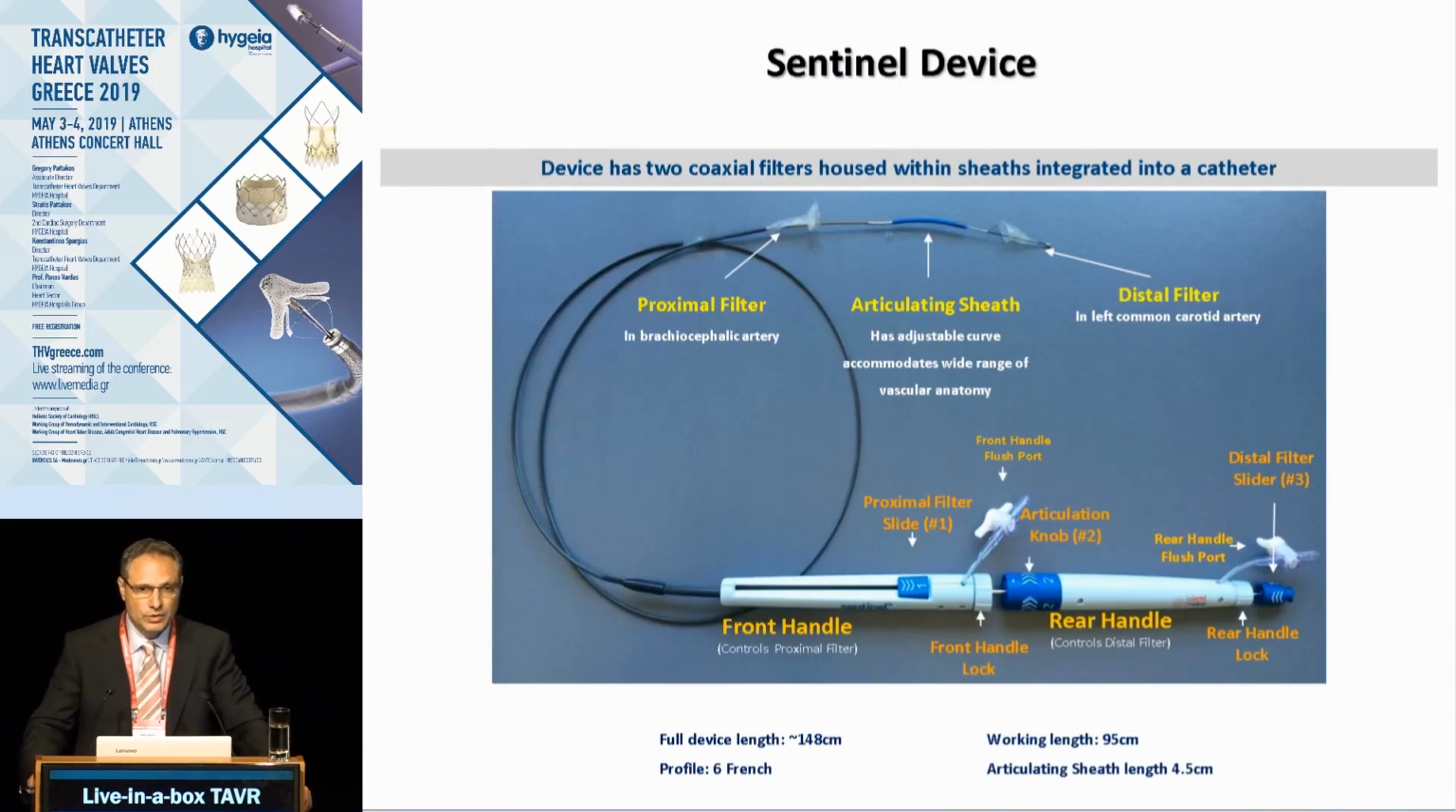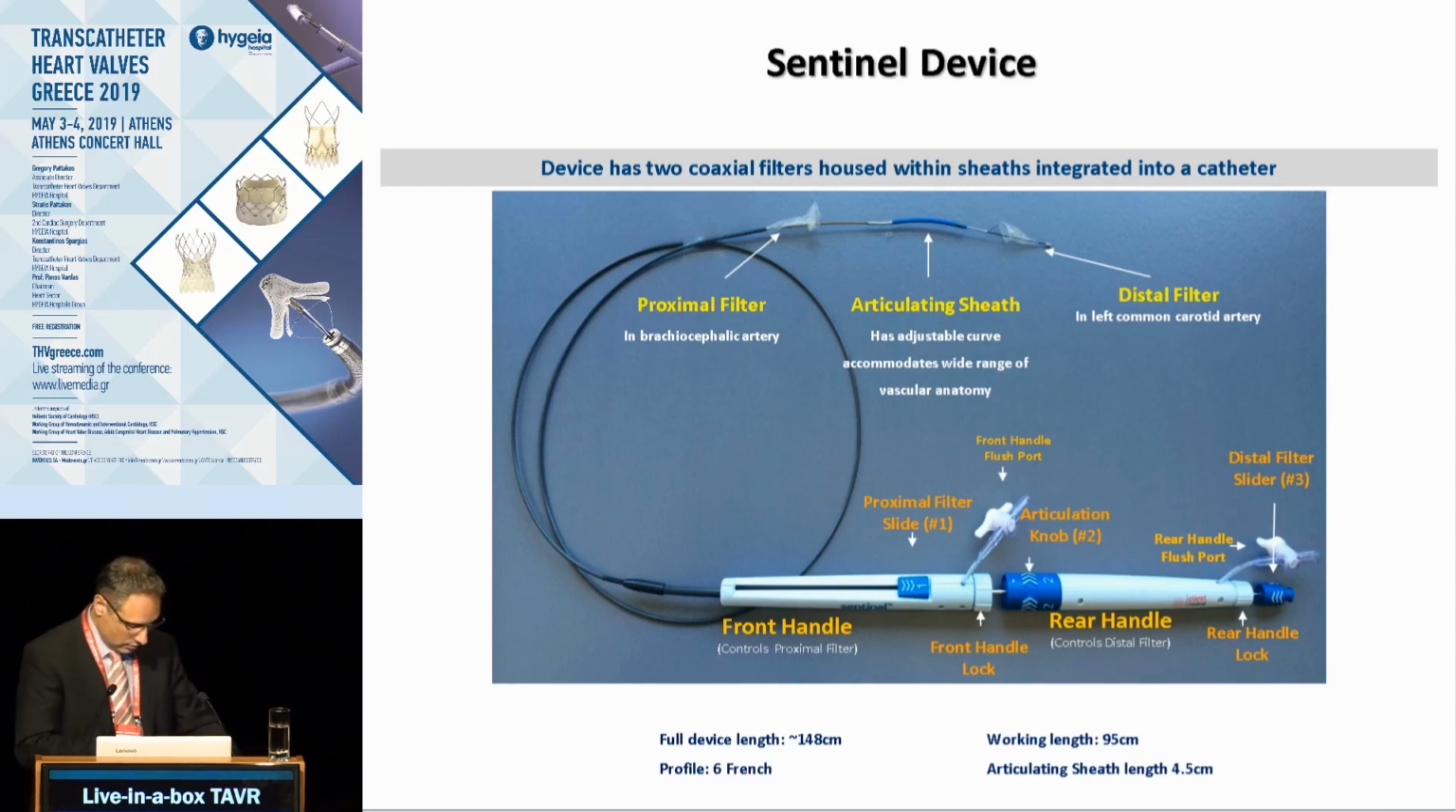A few words about the anatomy of this Sentinel device. It consists of two filters. There is a proximal filter and a distal filter. The distal filter is located in the left common carotid artery. The proximal filter is located in the brachiocephalic. In between is this articulating sheath, which is 4.5 centimeter in length and has adjustable girth in order to accommodate into the carina at the level of the aortic arch.